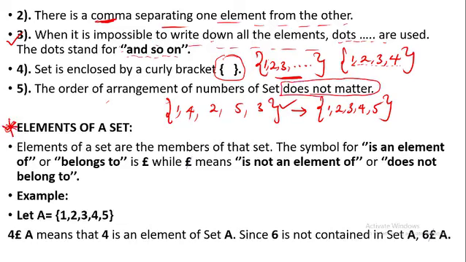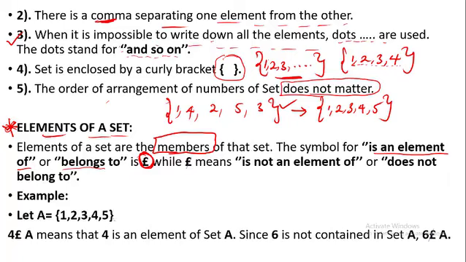Then let us quickly look at the elements of a set. You either call them elements of a set or members of a set. They said that elements of a set are the members of a set. And the symbol for "is an element of" or "belongs to" is this, the italic epsilon. This means "is a member or element of."